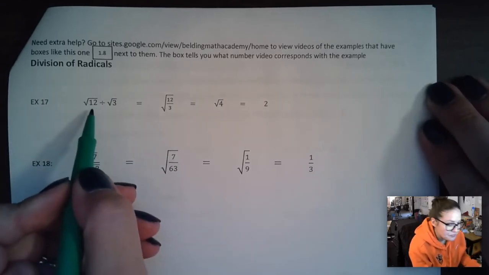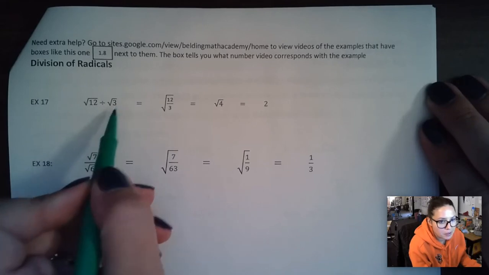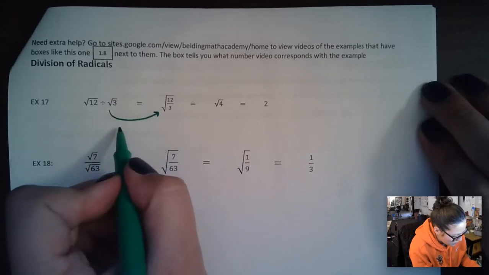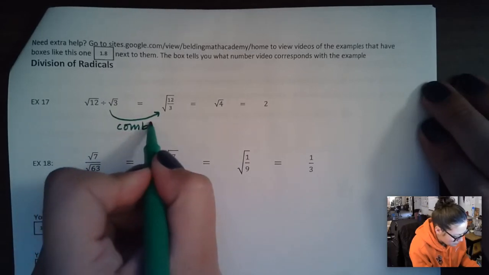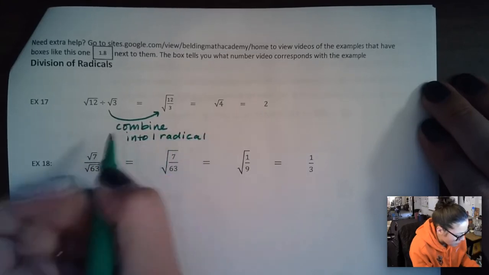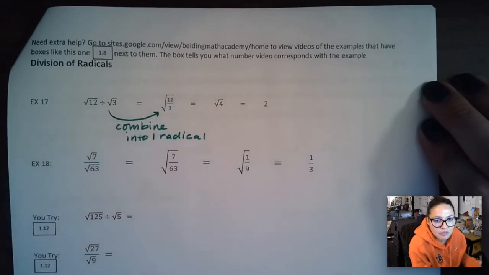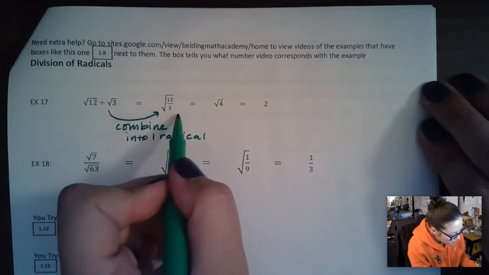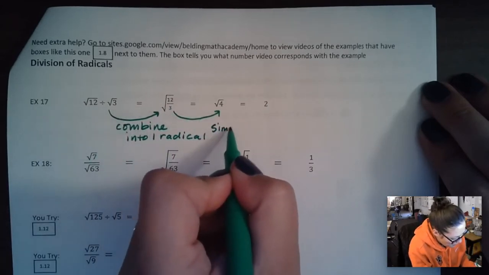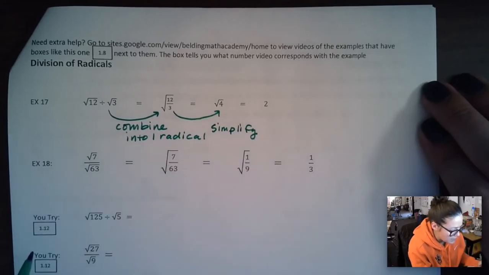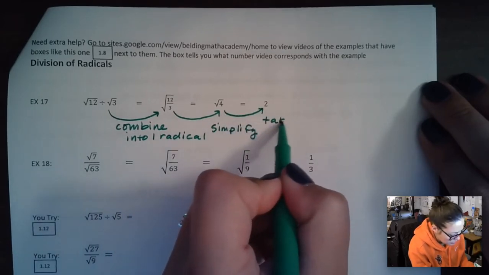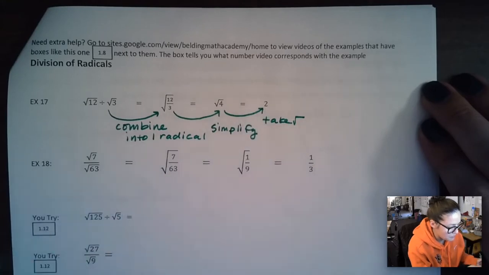So the original problem has the square root of 12 divided by the square root of 3. And the first thing that happens is we combine into one radical. And I still have 12 divided by 3. It's just all in one square root now. And then what do I do? I actually do the division. I simplify, because 12 divided by 3 is 4. And then we take the square root, because the square root of 4 is 2.